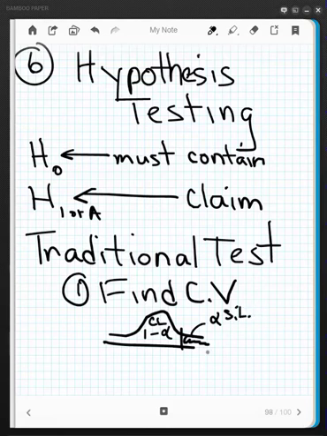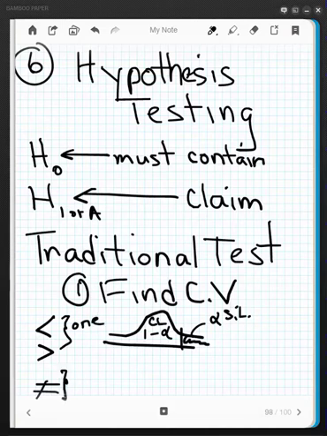If it's a one-tail test, all your significance level, all your alpha, goes in one tail, an upper tail or a lower tail. For a one tail we have less than or greater than, and a two tail is a not equal to. So these one-tail tests have alpha all in one tail, upper or lower. And this one, where we have a not equal, that's a two-tail test.